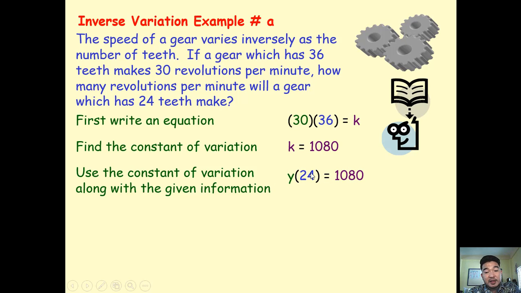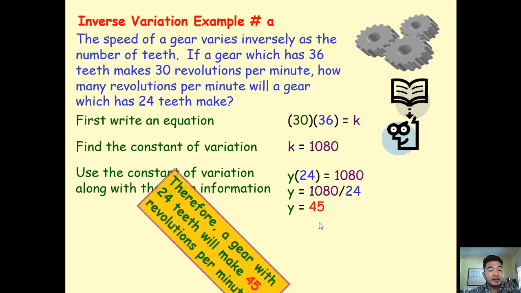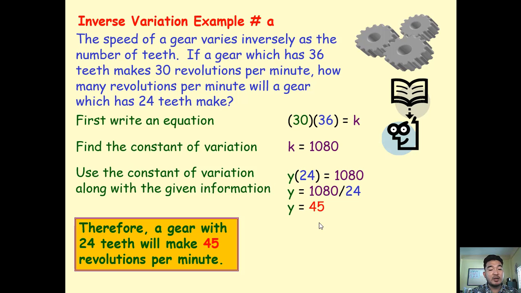So 24 teeth, no? Ilang revolution. To solve for y, we divide the whole equation by 24. So you will have 1080 divided by 24, and that is equal to 45. Ibig sabihin, kung 24 ang teeth niya, ang revolution na magagawa niya ay 45 sa loob ng isang minuto. So habang kumakaunti yung teeth ng isang gear, yung ngipin ng isang gear, mas bumibilis yung kanyang revolution. So kaya siya naging inverse variation. So therefore, a gear with 24 teeth will make 45 revolutions per minute.